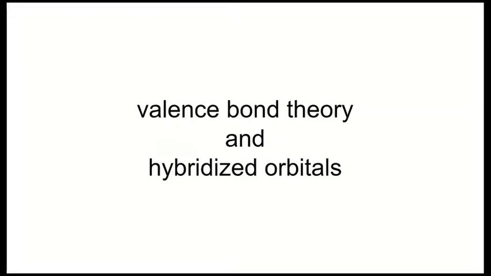In this video, we're going to be talking about valence bond theory and hybridized orbitals. So recall the orbitals that we already talked about, the s, p, d, and f orbitals. And now when you think about putting those orbitals together, those orbitals show us the electron density and where it is. And then how do those come into play when we're bonding?